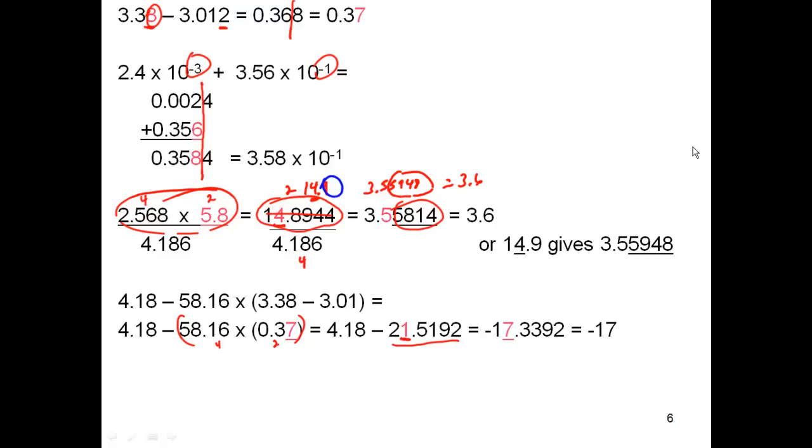Well, that's the decimal place. The 21 has the decimal place in the ones place, and the 4.18 has it in the hundredths place. Therefore, my final answer has to be to the ones place. So I'll do the math. I get a negative 17.3392. We know my sig fig has to stay in the ones place due to the subtraction rule. So I round it and I get a negative 17 as my final answer.